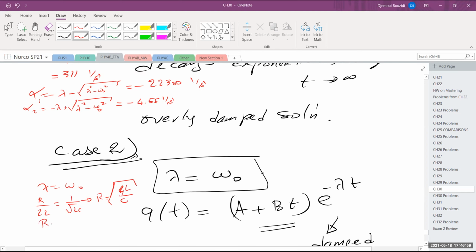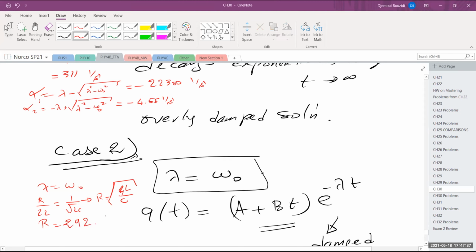So what is the critical value of R that makes this happen? I have to find it, and it's the square root of, open parentheses, 4 times L, which is 0.47, divided by, open parentheses, 22 times 10 to the negative 6. And it's 292 ohms.